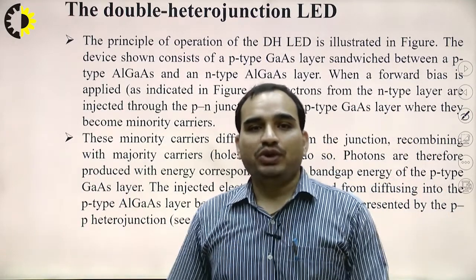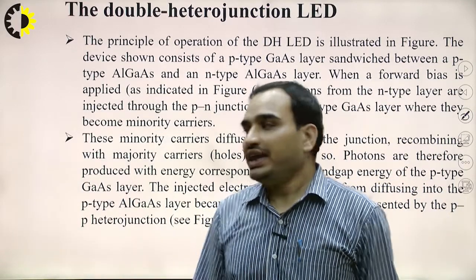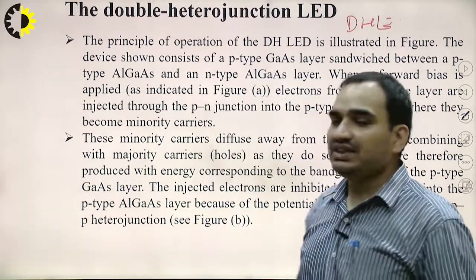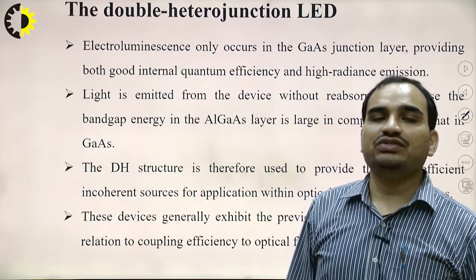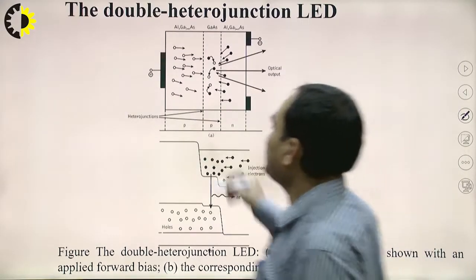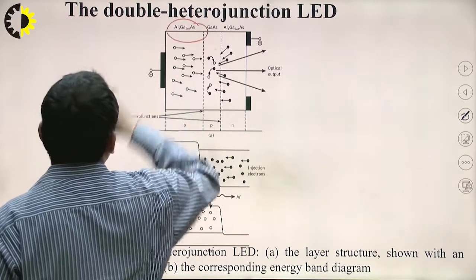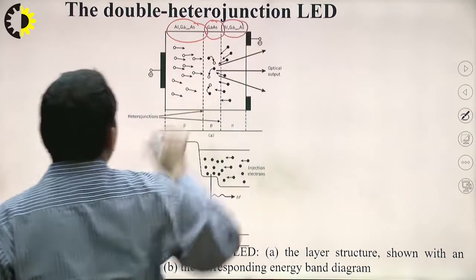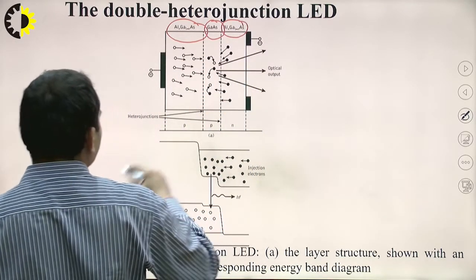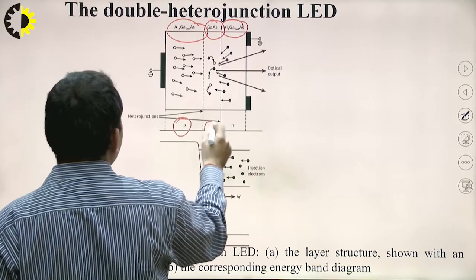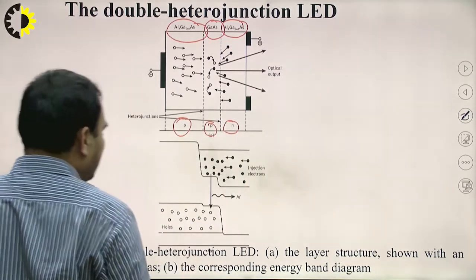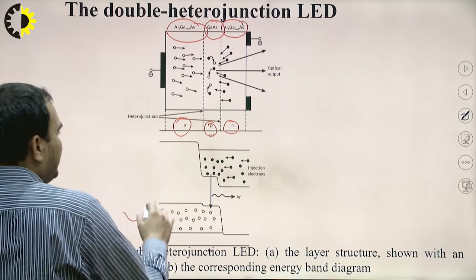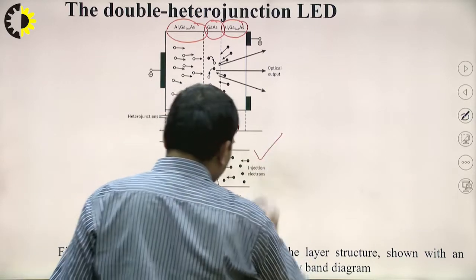Now the next important topic is the double heterojunction LED, also known as DH LED. We have the DH LED as we can see in the figure. The left region is made up of aluminium gallium arsenide, the center one is gallium arsenide, and the third region is aluminium gallium arsenide. We have two regions represented by P and N. In the energy band diagram, we can see the holes in the valence band and the injected electrons in the conduction band.